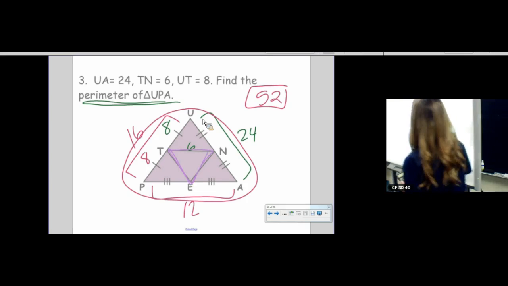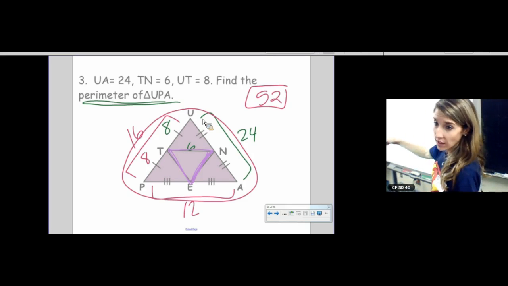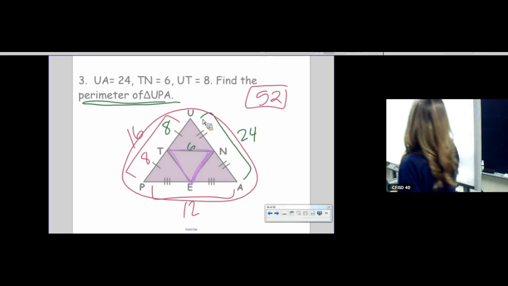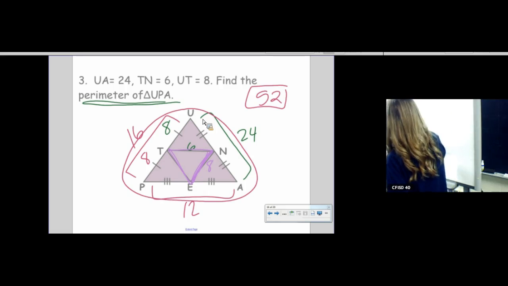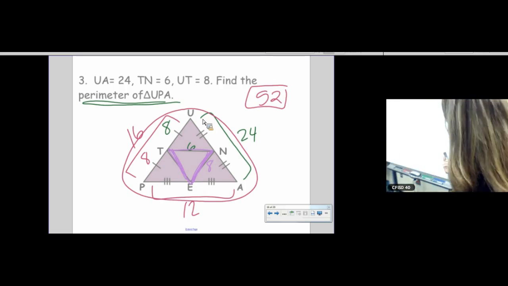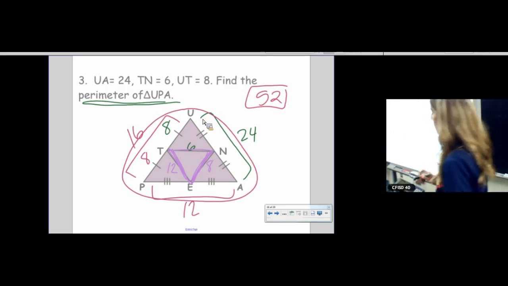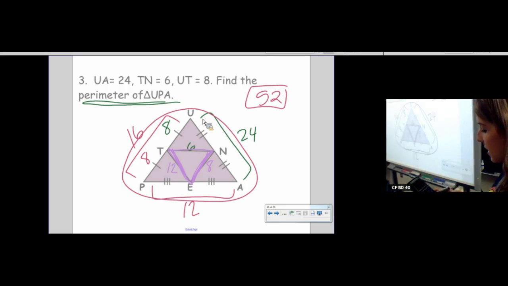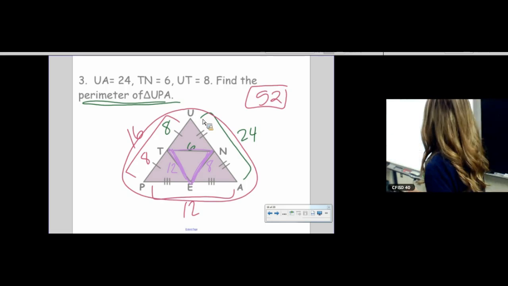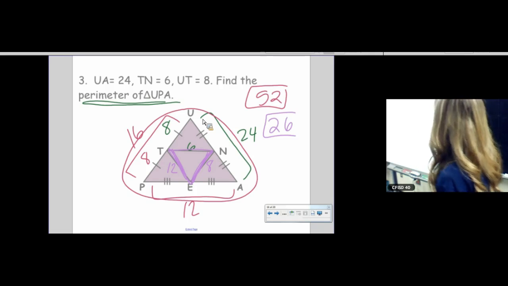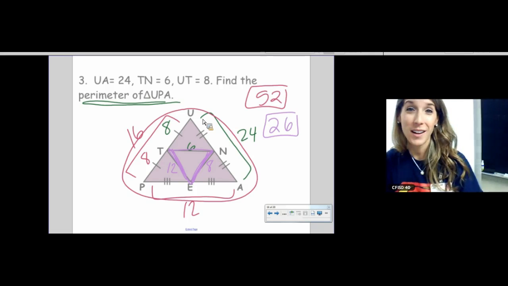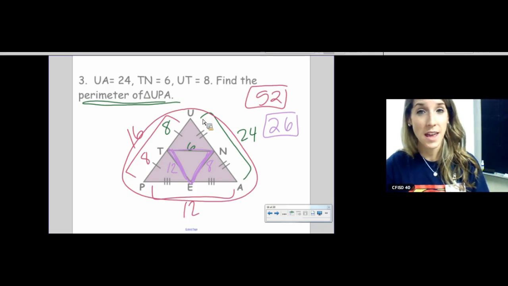What is NE? Well, it's half of 16. You look at the side that it's parallel to. So it's 8. And what's TE? Look at the side that it's parallel to, 24. It's half of 24. So we could add those numbers up. Let's just do that because I want to see the connection. 12 plus 8 plus 6. 26. How does TNE, that perimeter, compare to the perimeter of UPA?